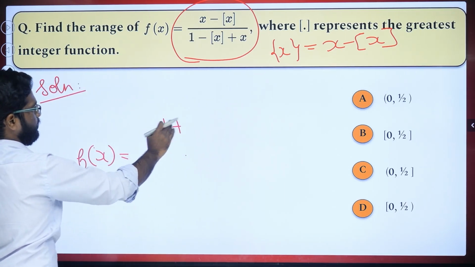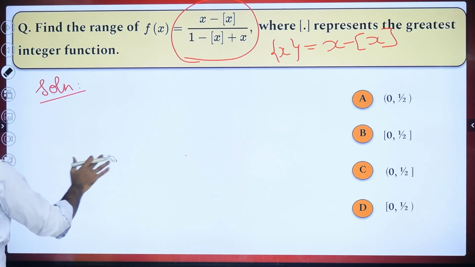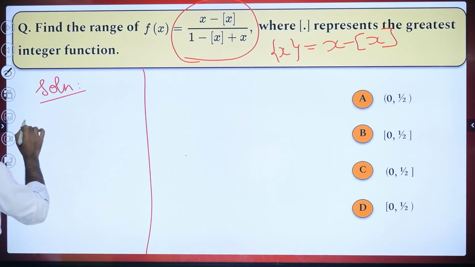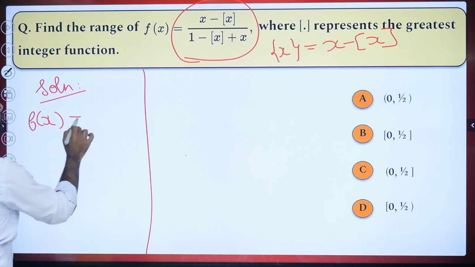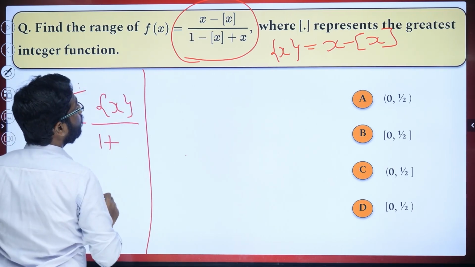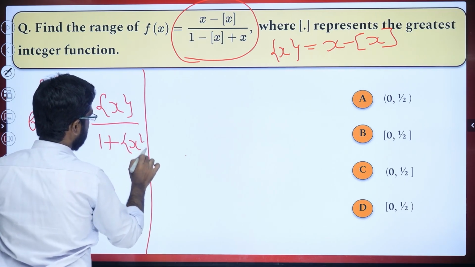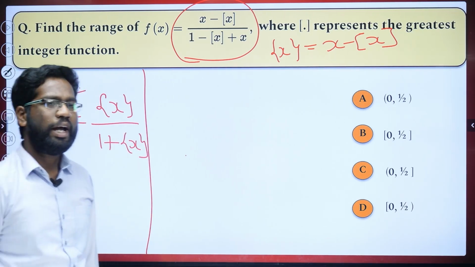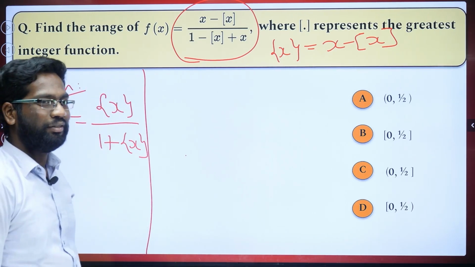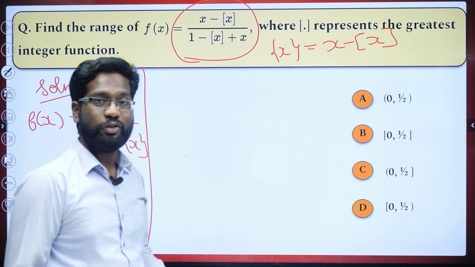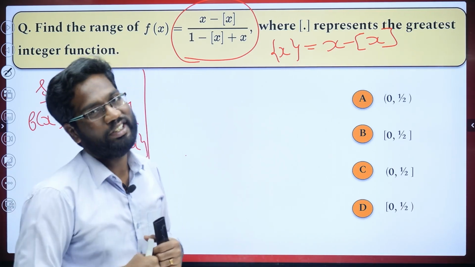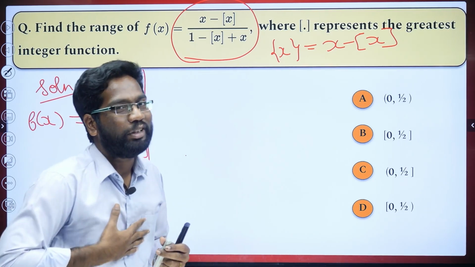Since there is no space, I have to make it small. So now f of x becomes the fractional part of x divided by 1 plus the fractional part of x. Though I have the function like this, still I can't solve it, right? I am not getting any proper lead. So I want to get a convenient lead, so again I am going to change this function to a comfortable level.